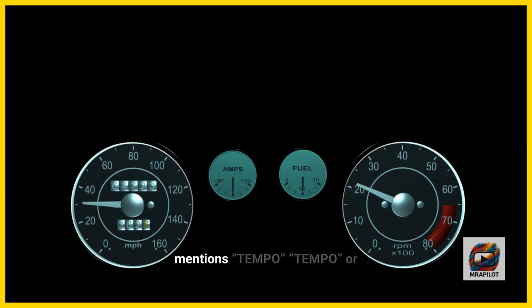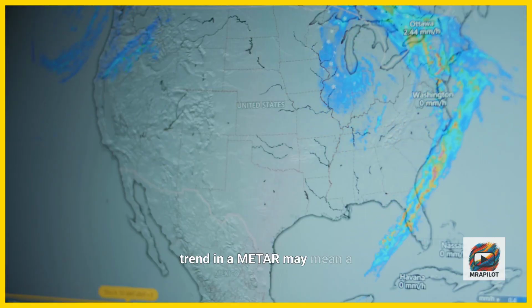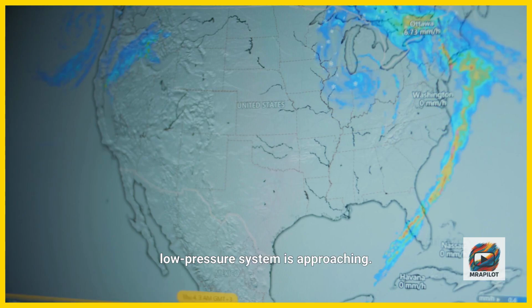Let's connect this to METARs and TAFs. When a TAF mentions TEMPO or BECMG, that often reflects pressure system movement. A shifting wind direction or falling pressure trend in a METAR may mean a low-pressure system is approaching.